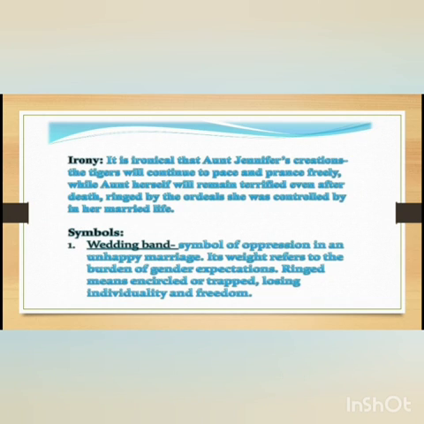The fourth one is irony. So, irony is a literary device in which there is a contrast between expectation and reality. In this poem, it is ironical that Aunt Jennifer's creations, that is, the tigers, will continue to pace and prance freely, while Aunt herself will remain terrified even after death, and she is ringed by the ordeals she was controlled by in her married life.